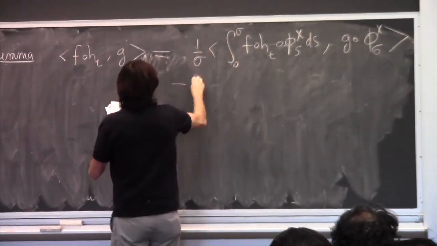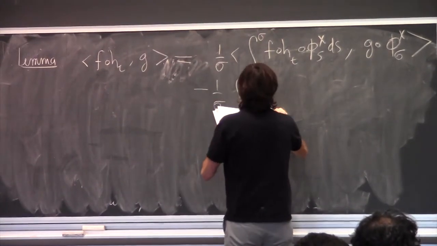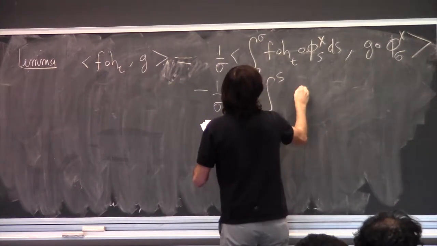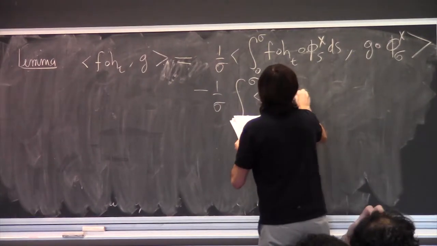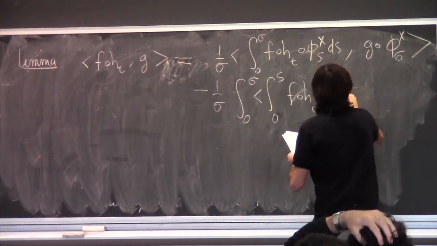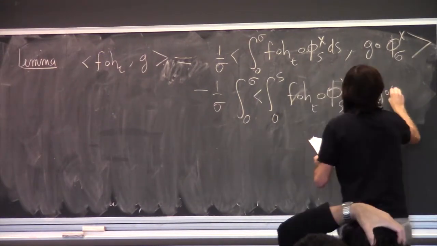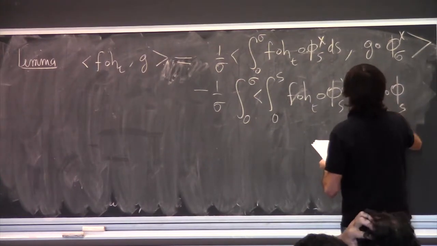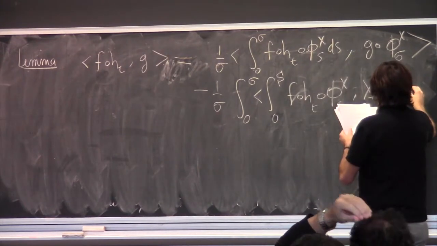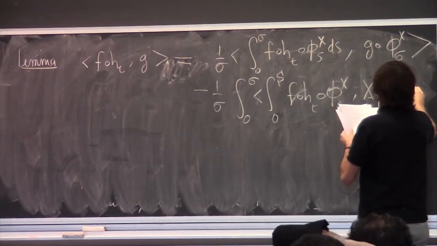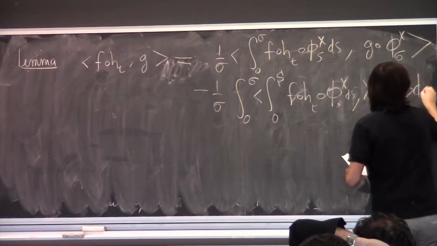And then there is a minus 1 over sigma, integral from 0 to sigma, integral from 0 to s, scalar product of the integral from 0 to s of f composed with ht composed with pi xs. And here we have the derivative, so xg composed with pi little s. Okay, this is a little s, this is supposed to be a big s. I'm sorry, there is a little ds here, and then there is a big ds here.